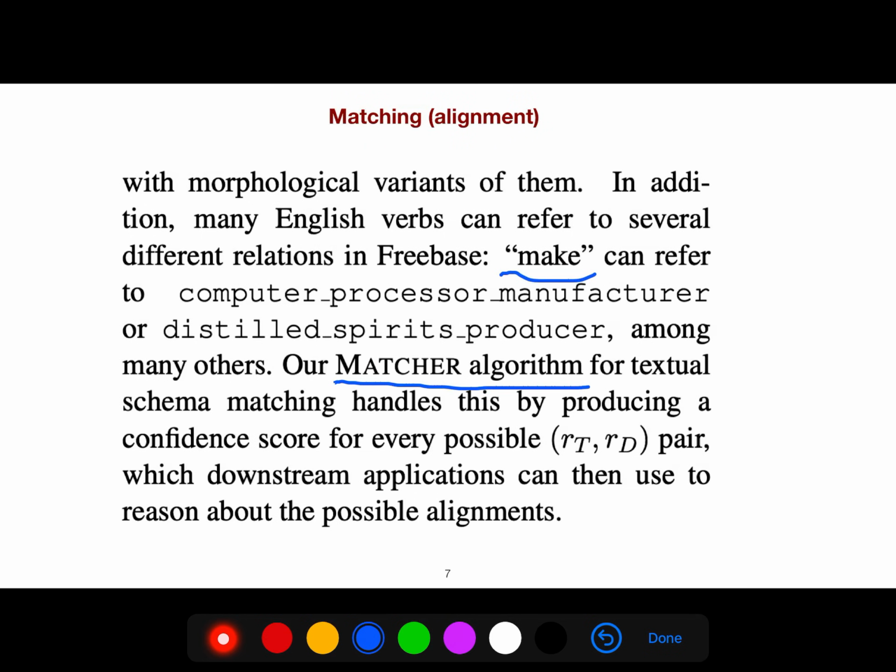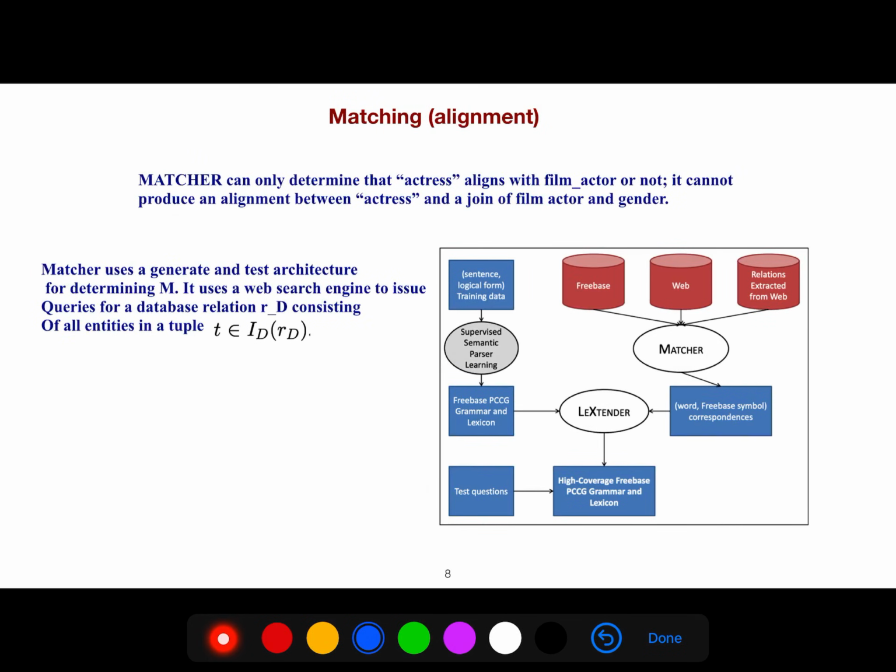But our matcher algorithm for textual schema matching handles this by producing a confidence score for every possible pair, which downstream applications can then use to reason about the possible alignments. So the matcher only determines whether actress aligns with film actor or not. It cannot produce an alignment between actress and a join of film actor and gender. So it matches simple things.